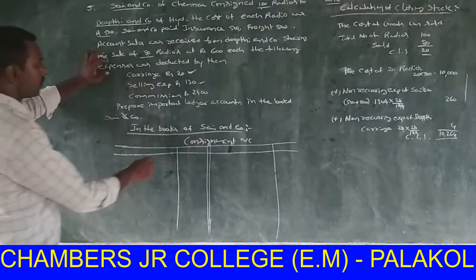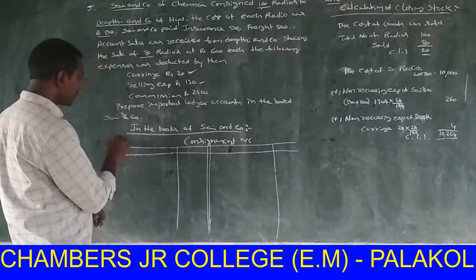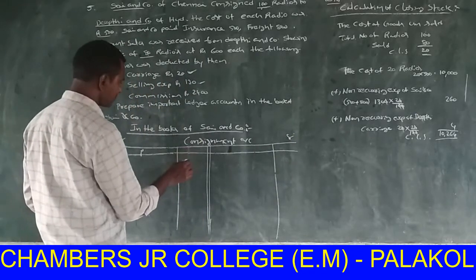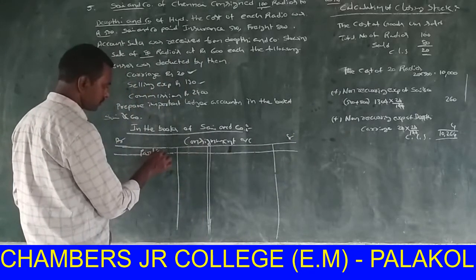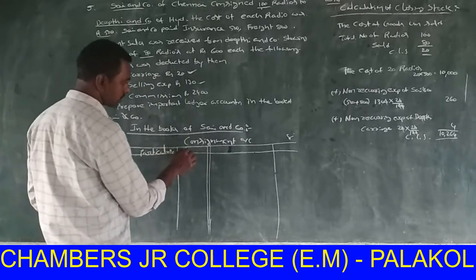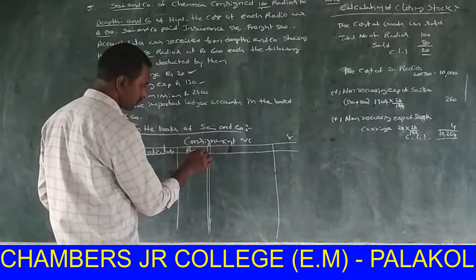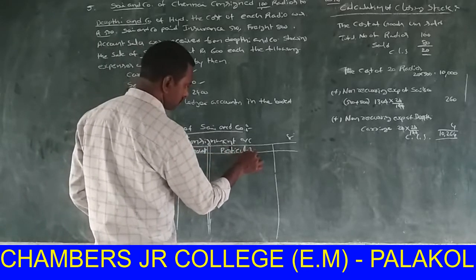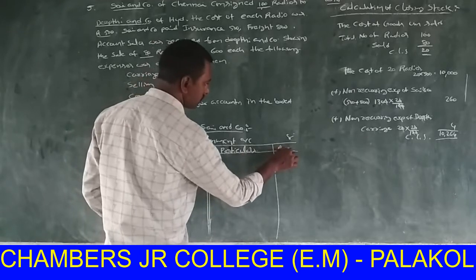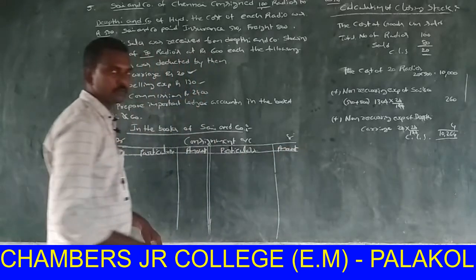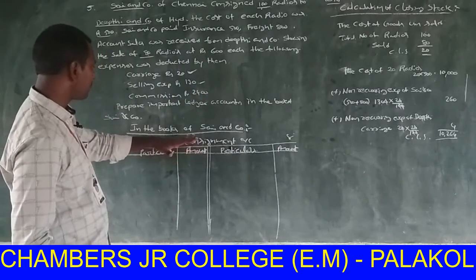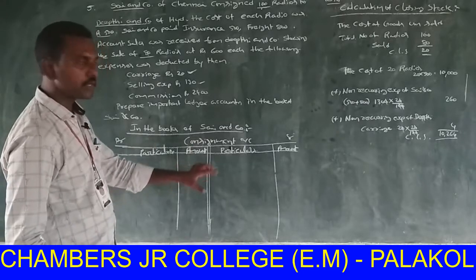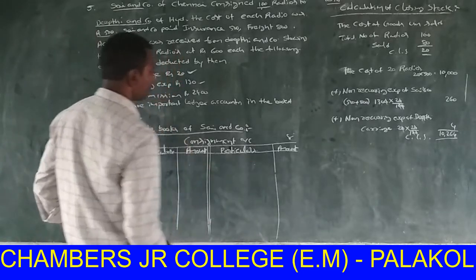Now see the consignment account. In consignment account, debit, credit, particulars, amount. In consignment account, debits, all the expenses are debited in consignment account and revenue or income is credited in consignment account.